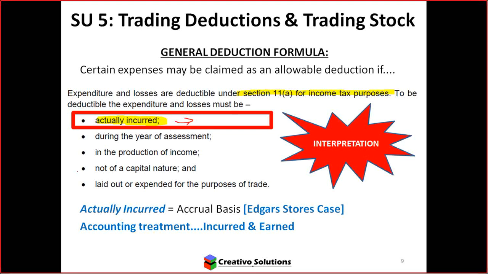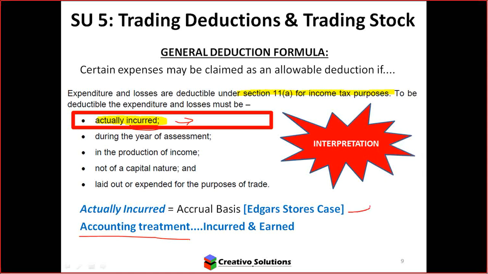So just remember that accounting treatment is something that can help you determine if something is actually incurred. Actually incurred means it actually took place. It actually materialized. It actually happened in a way. Yes, sir. So there's a lot of different synonyms we could put in place of incurred. You could say actually happened, actually paid, actually took place, actually transacted, etc. Yes, sir. Very important.